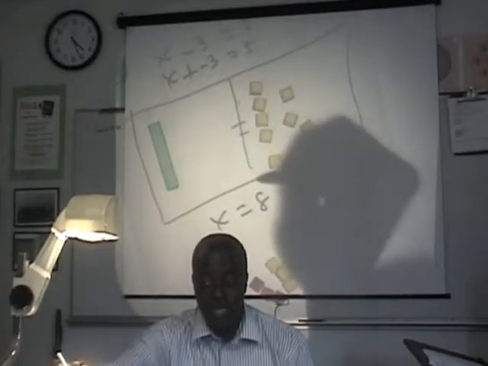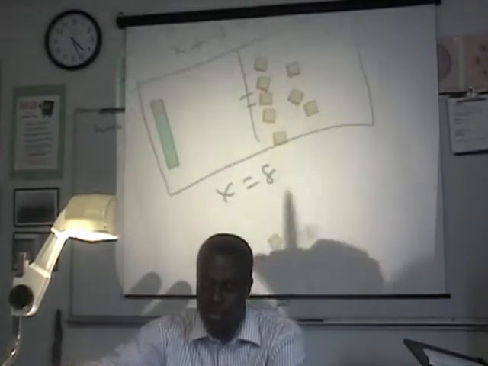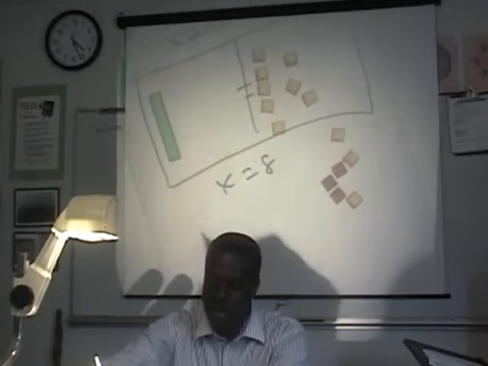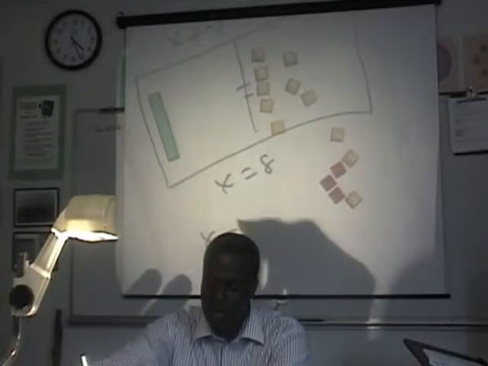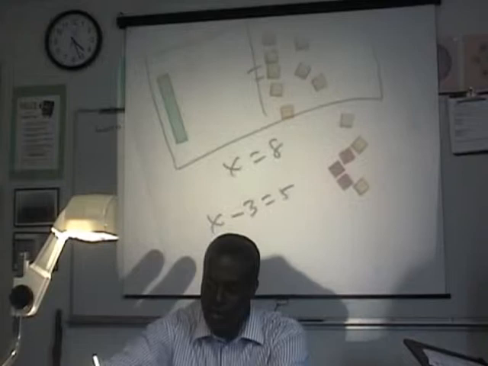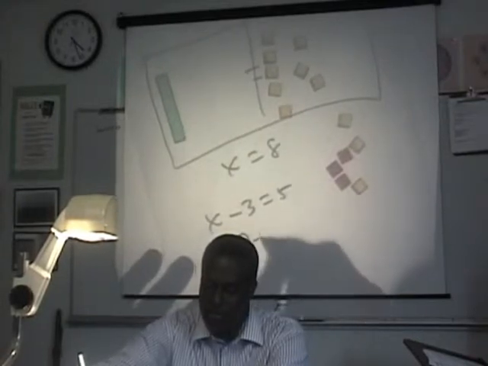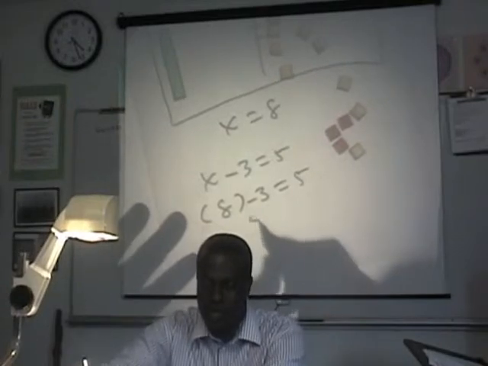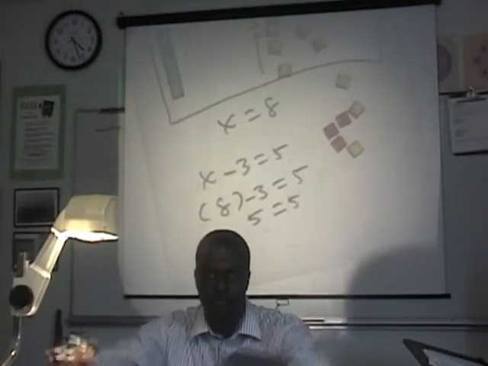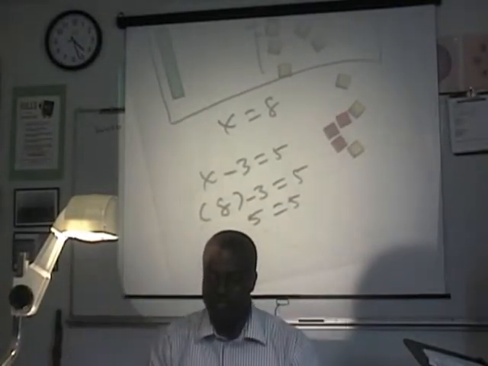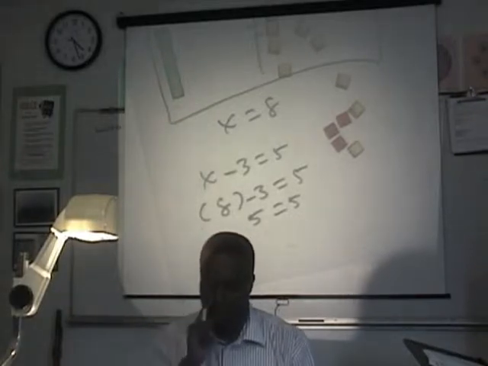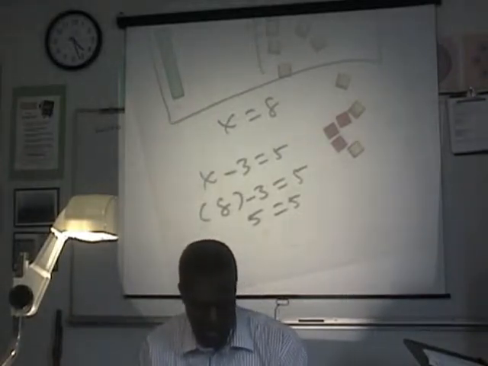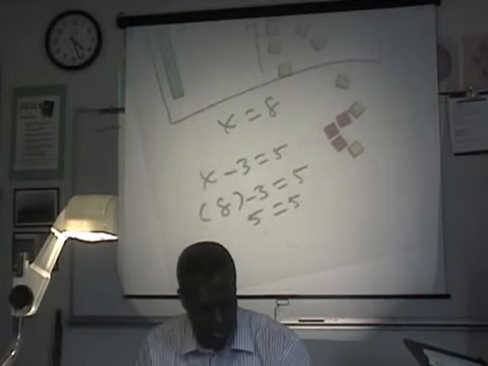The answer is 8 because, let's check it, okay? Our equation, we have x minus 3 equals 5. Now replace the x with the solution: 8 minus 3 equals 5. Is 8 subtract 3 equal to 5? We have 5 equals 5. Balance. We're finished. Now, let's move on. I think you understand that pretty well, right?